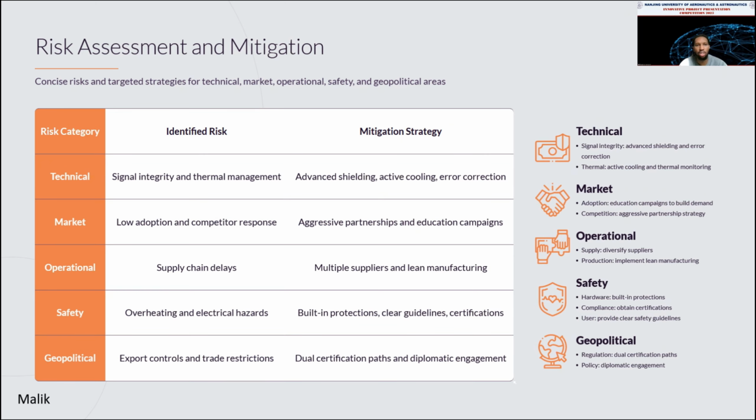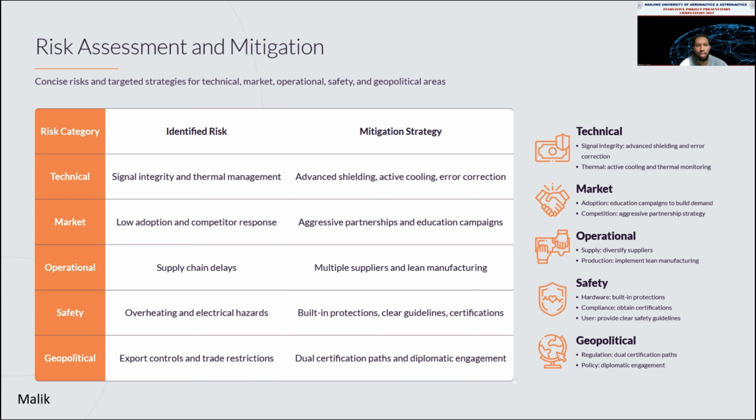From a market perspective, the dangers are slow adoption and aggressive responses from entrenched competitors. Our strategy counters this with aggressive partnership development within the Super Alliance and extensive education campaigns to build market demand and awareness. Operationally, we must guard against supply chain delays, which we will address by diversifying our supplier base and implementing lean manufacturing principles.